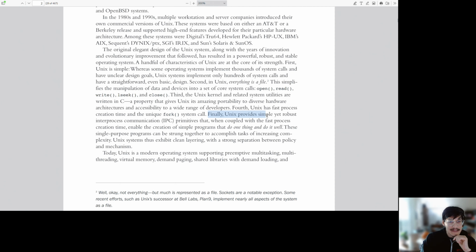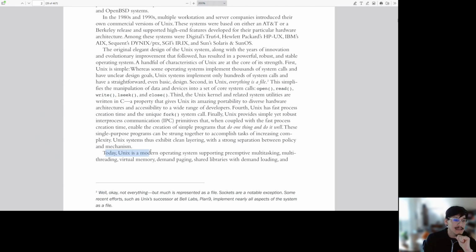Finally, Unix provides simple yet robust inter-process communication, IPC. So having the ability for two or multiple processes to talk to each other and send messages, data, pretty much. Primitives that, when coupled with the fast creation time of processes, enable the creation of simple programs that do one thing and do it well. So that's the philosophy of Unix. Unix programs should always aim to do one thing and do it well. These single-purpose programs can be strung together to accomplish tasks of increasing complexity. Unix systems thus exhibit clean layering with a strong separation between policy and mechanism.